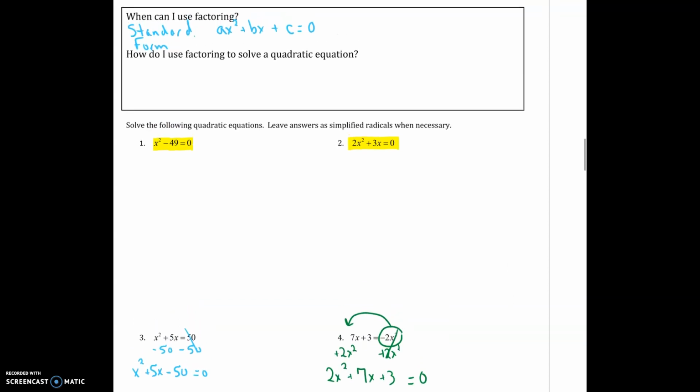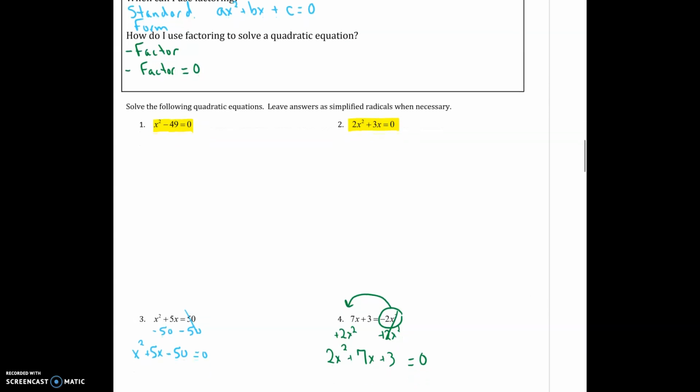So the next question she asks is, how do I use factoring to solve a quadratic equation? Well, first, you're going to need to factor, and you're going to have to remember what Ms. Roseline taught you. And then what you want to do is take each of your factors, set them equal to 0, and solve. So isolate for x. So we're going to run through the different ways to factor.